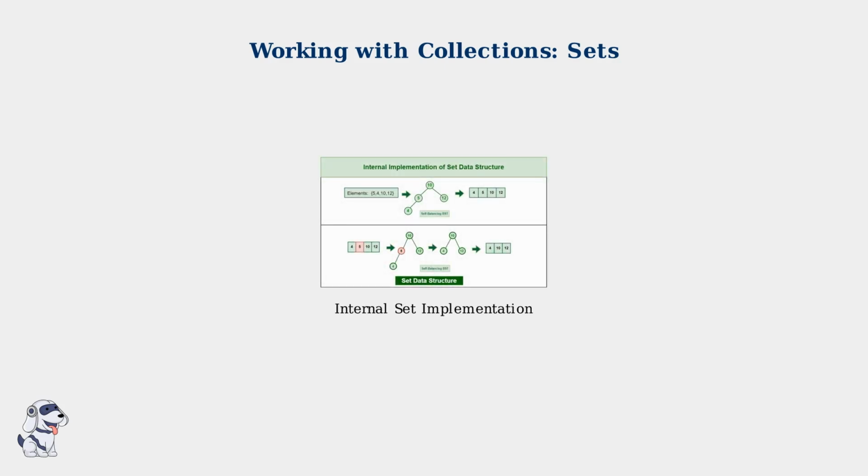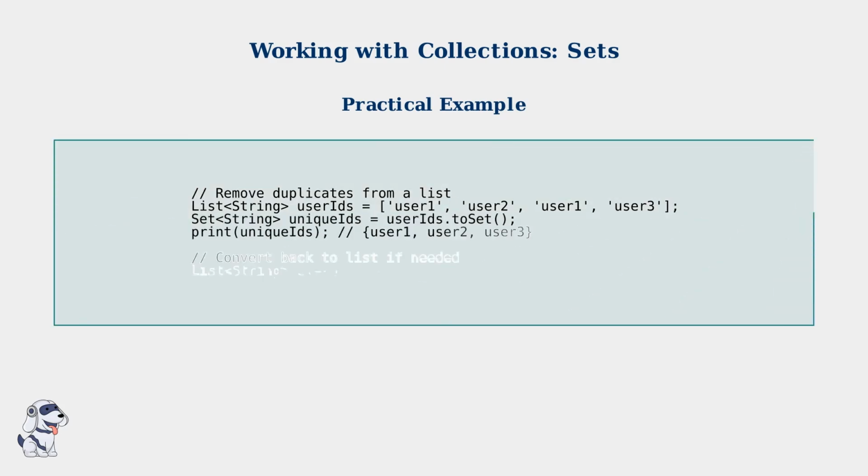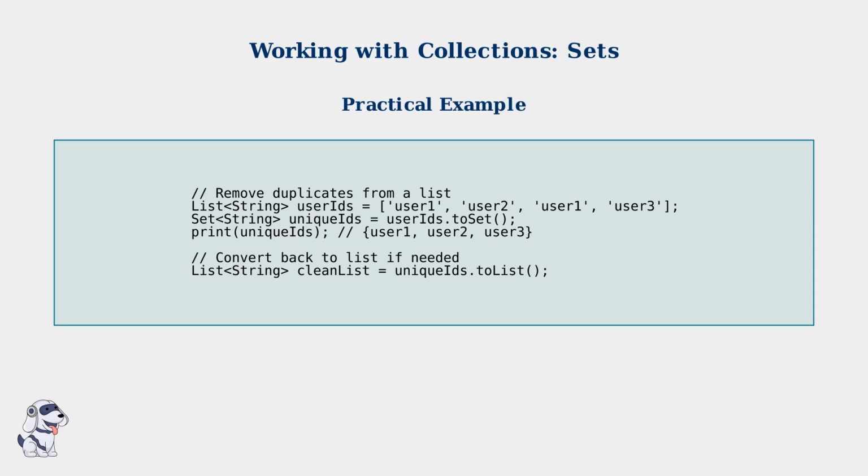Internally, sets are often implemented using efficient data structures like binary search trees or hash tables. This diagram shows how a set might be organized internally using a self-balancing tree structure. Let's look at a practical example where sets are particularly useful, removing duplicates from a list of user IDs. This example shows how to remove duplicates from a list by converting it to a set using the toSet method. You can then convert it back to a list using toList if needed. This is a common pattern for data cleaning.